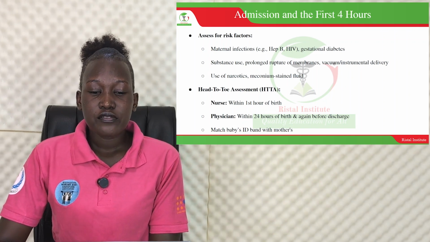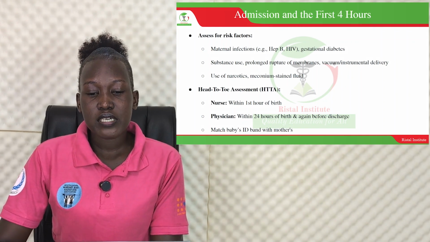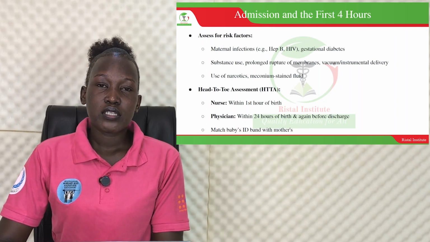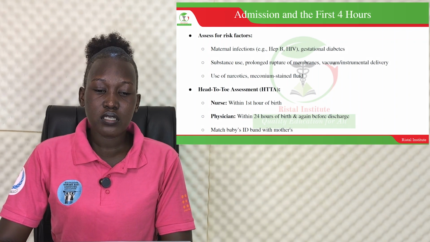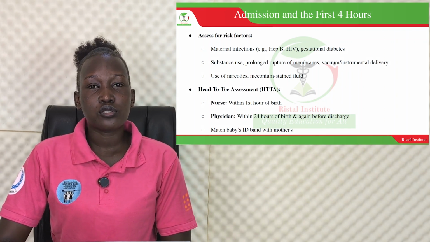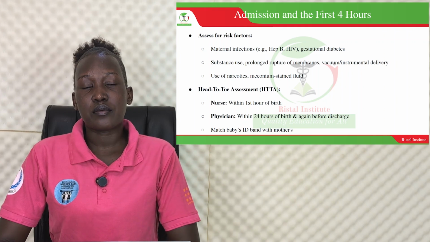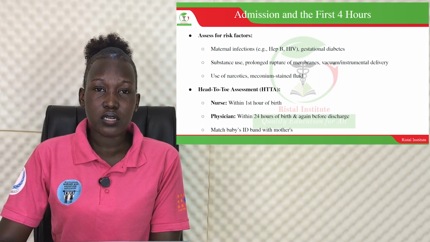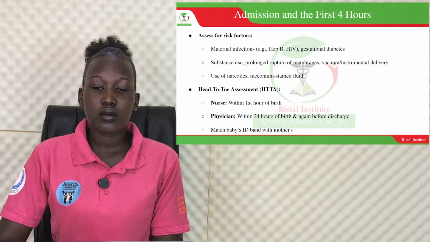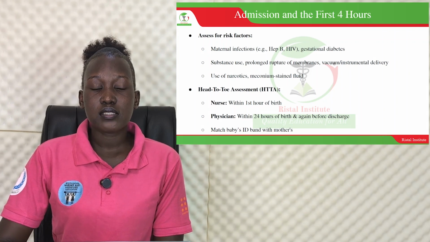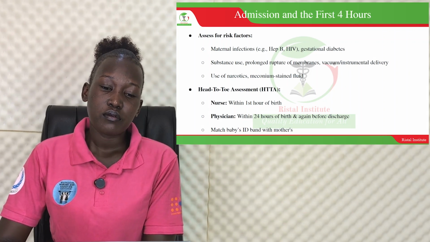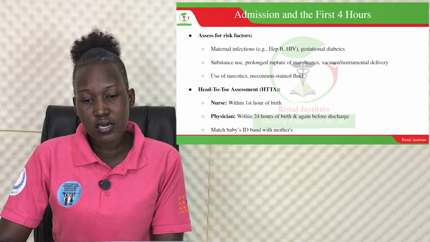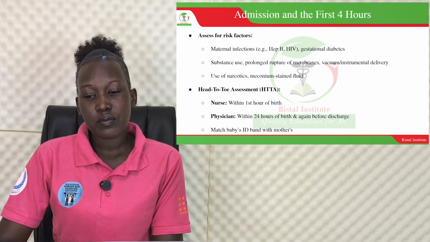So we have maternal infections like hepatitis B, HIV. We have gestational diabetes. We can check the maternal book to find out if this mother had any medical condition, because we know such conditions can be passed down to the fetus while in the uterus. Now that they are born, we need to find out their state of health, if they are at any risk. So we also need to know about substance use, prolonged rupture of membranes, vacuum, and instrumental deliveries.